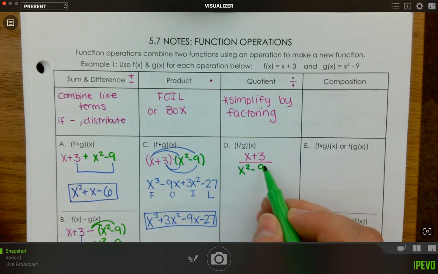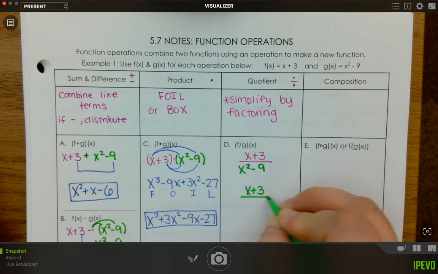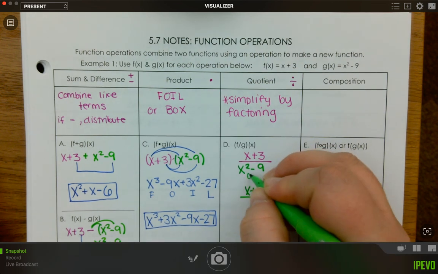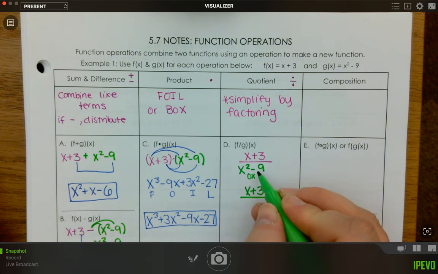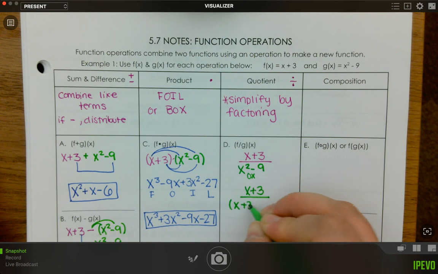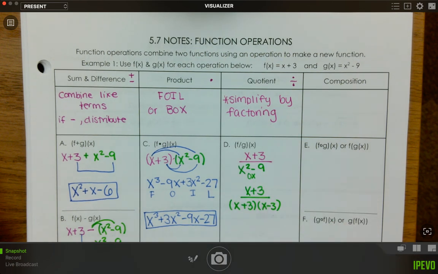X plus 3 can't get factored anymore, so it's going to stay the same. But x squared minus 9 is a difference of squares. You can also think of it as there's 0x here in the middle. So you need two numbers that multiply to negative 9 and add to 0, which would be 3 and negative 3. It's also just doing the square root of x squared and 9. One with a plus and one with a minus.